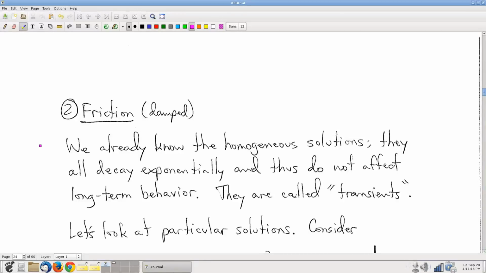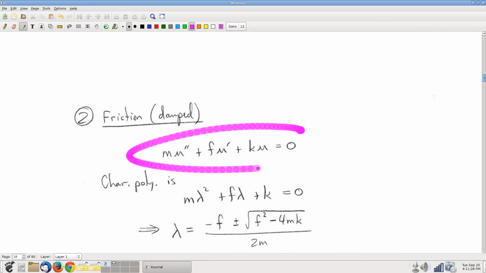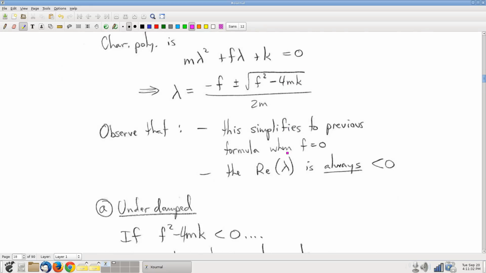So let's now consider the case of what happens when we put friction back into the system. The thing is, we already know what the homogeneous solutions are. Let's go back a few pages and notice that we've already solved this differential equation in various cases. And here are those solutions.